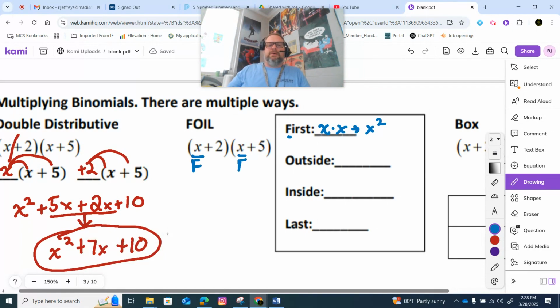And I'm going to put the letters. Okay. The O are the outside ones as you look at it, the ones on the outside. So x times 5, 5x.